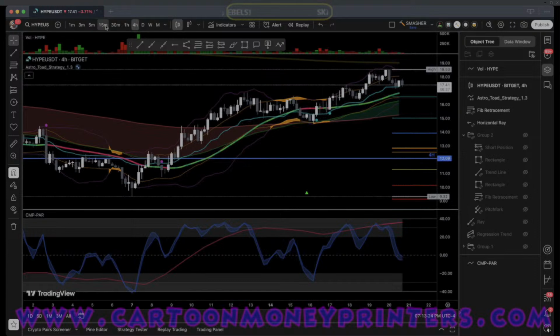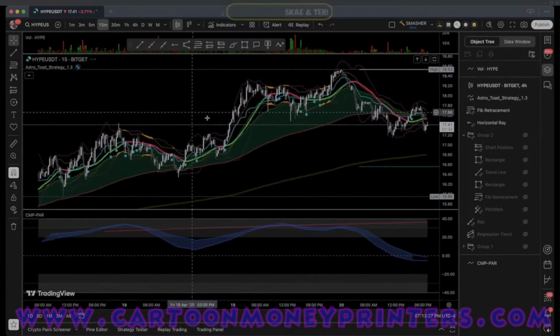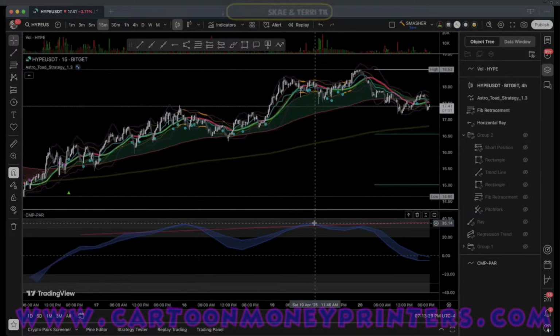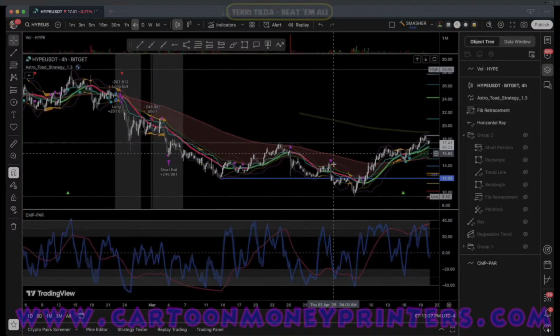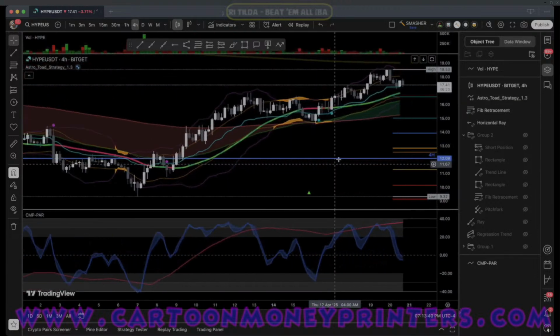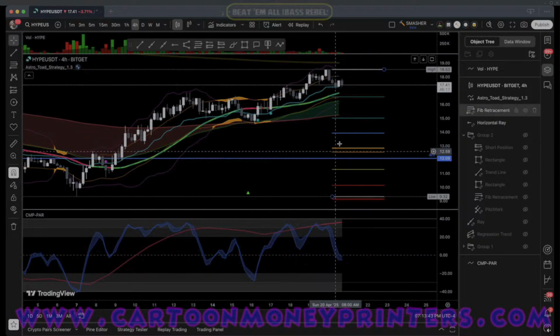If we go down to the smaller time frames, that 4 hour, that is a bear divergence right there. So 4 hour bear divergence. I could imagine it getting down to this level.